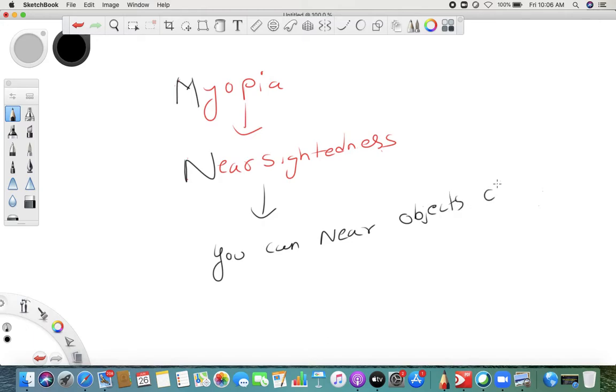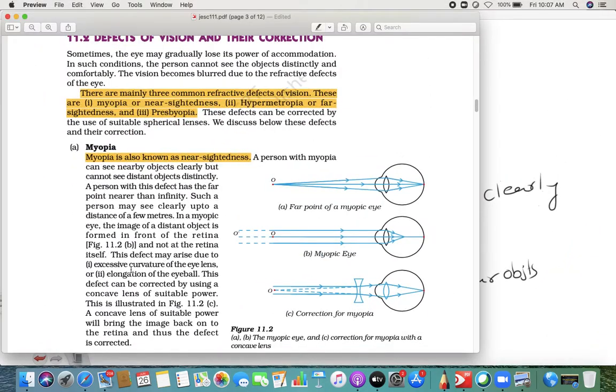Near objects clearly. So what can you not see? You cannot see far objects. So in nearsightedness, you can see near objects clearly, while you cannot see far objects clearly. So you can see far objects, but blurry. A person with myopia can see nearby objects clearly but cannot see distant objects distinctly.